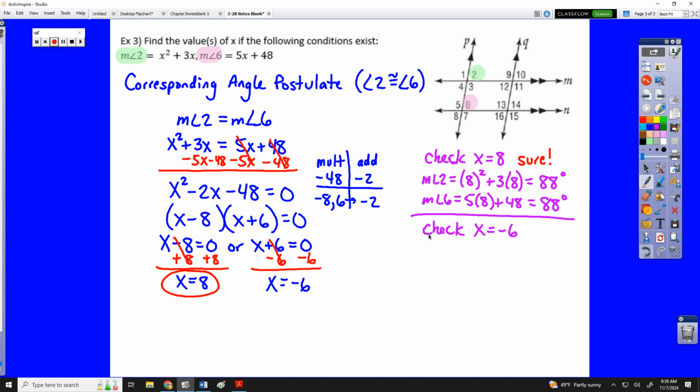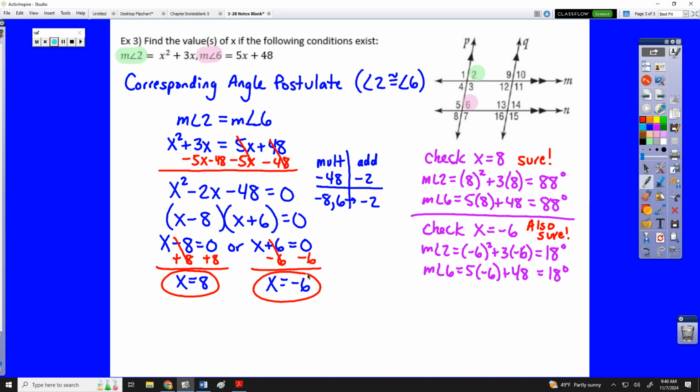So we check x equals negative 6. The measure of angle 2 would be negative 6 squared plus 3 times negative 6, which is 36 minus 18, or 18 degrees. The measure of angle 6 would be 5 times negative 6 plus 48, or 18 degrees. That answer is also fine, which means we're going to keep both answers this time. This problem has two answers, x equals 8 or x equals negative 6. Both answers work, so we keep both answers.